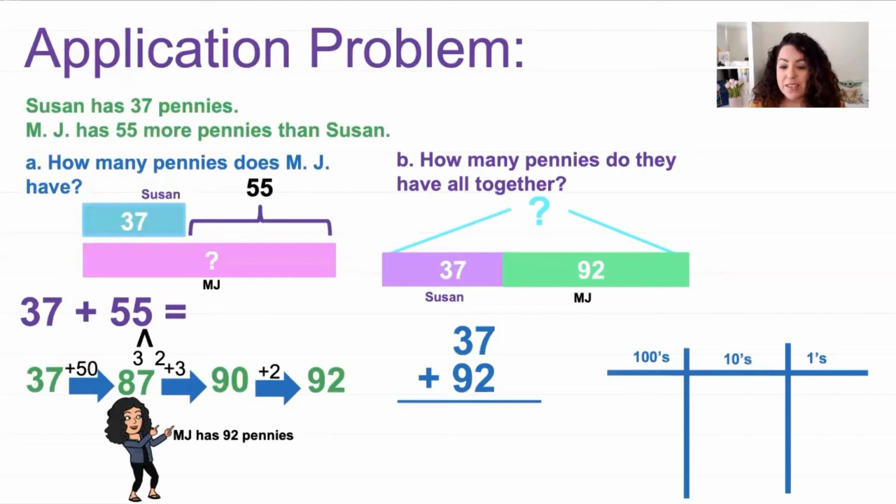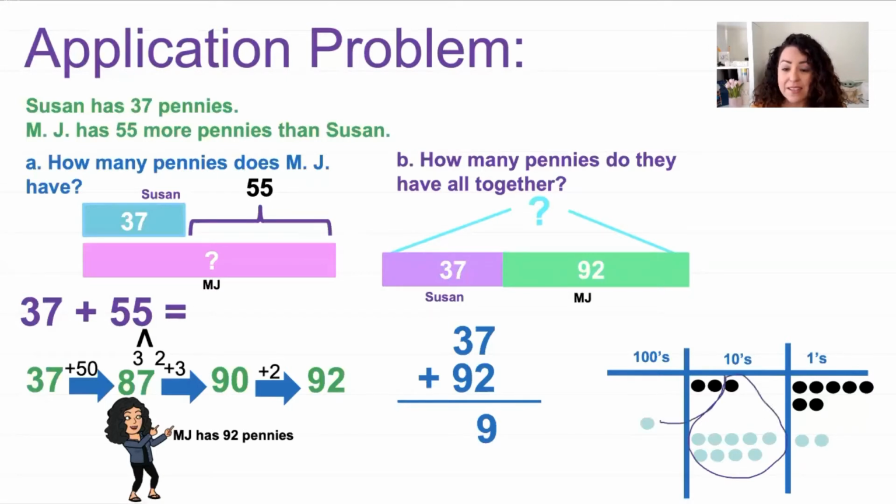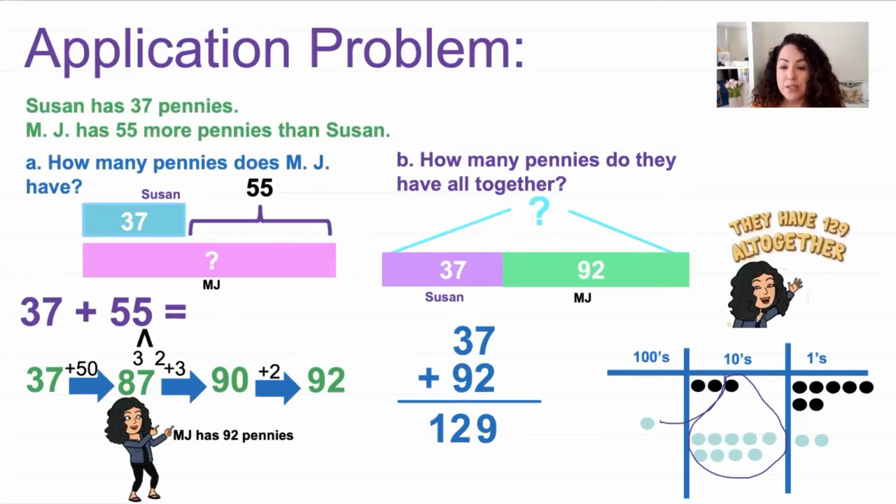The way I'm going to do that is I'm going to use a place value chart. Let's make my first number, 37, and my 92. If I add my ones, I have 7 and 2, and that is 9. Then let's look at my tens. I have 3 and 9. It looks like I'm going to have to make a bundle. So I'm going to circle 10 of those. There we go, I have a new 100 and that is 10 and 2. So I have 129. They have 129 pennies all together.